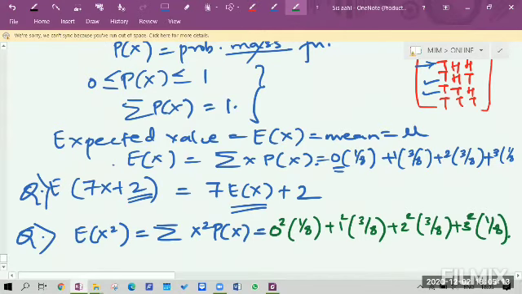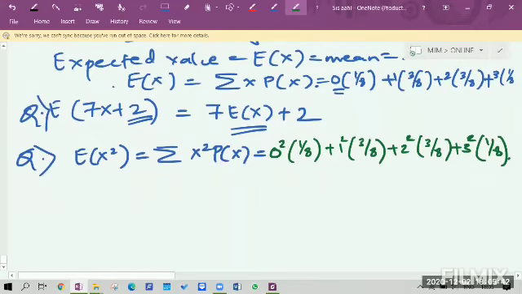Is that understood? You will do this when they ask you E of x square. What is E of x square, like in words? Expected value for a particular function. The function here is x square. Okay.